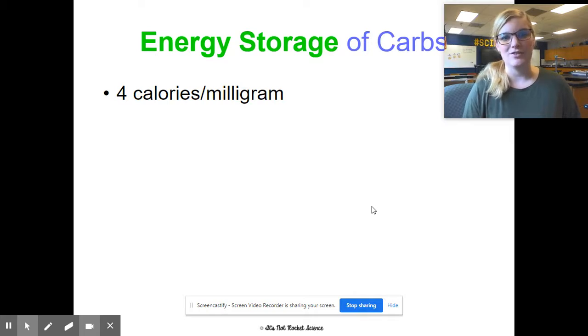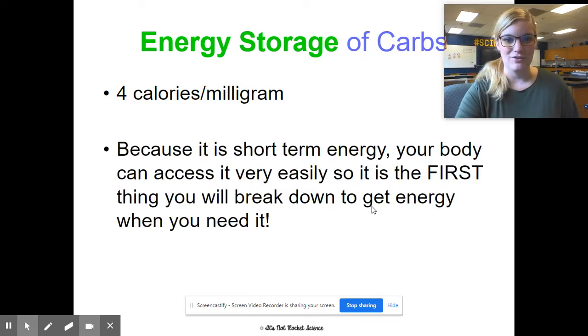Now you have to think there's also a base number of calories that our bodies need every day just to function, just to keep our organs running, just to keep our body temperature regulated, to make sure that you don't get that brain fog. So 4 calories per milligram is a really great number when you're trying to make sure you have enough energy for the day.